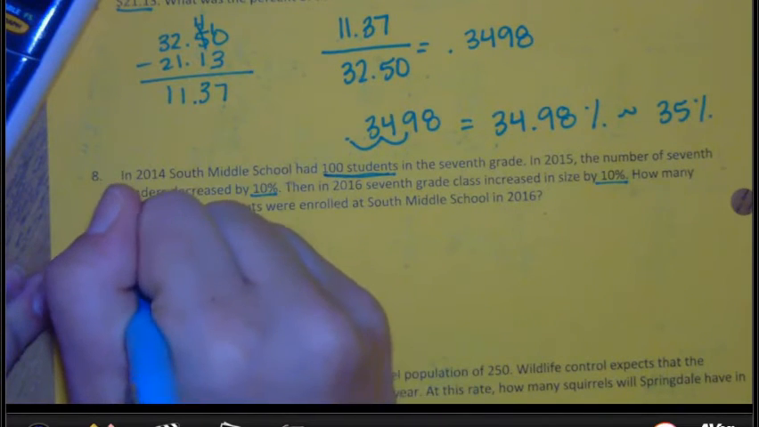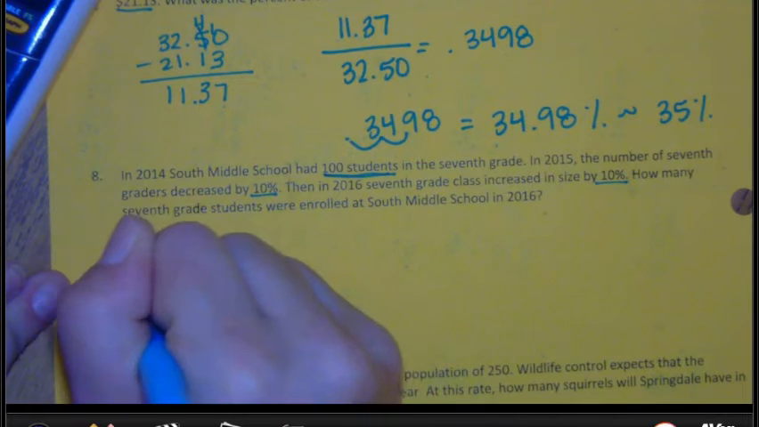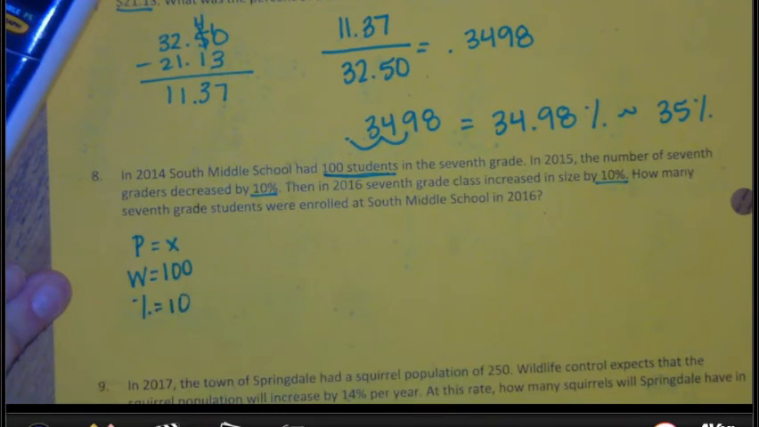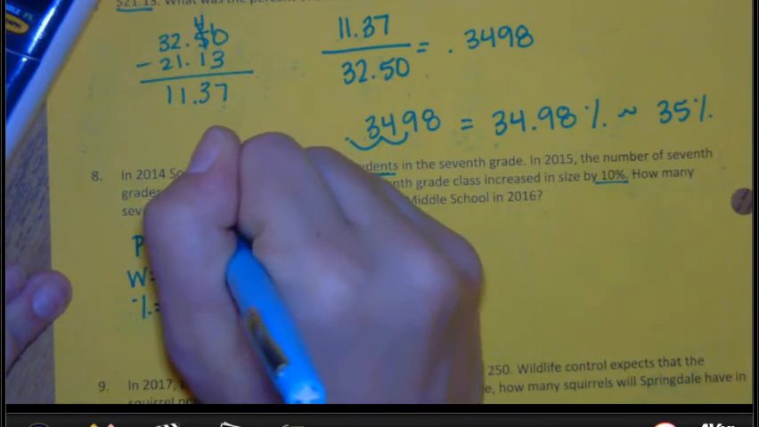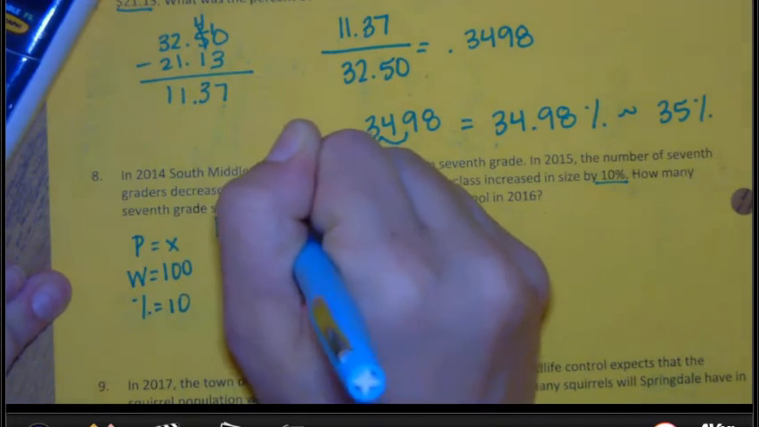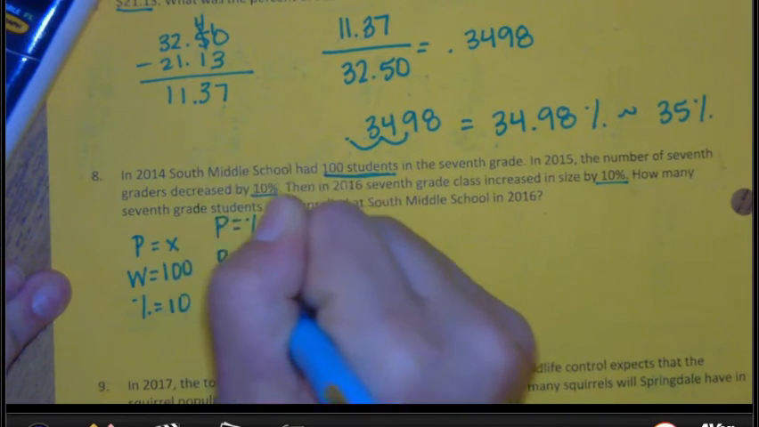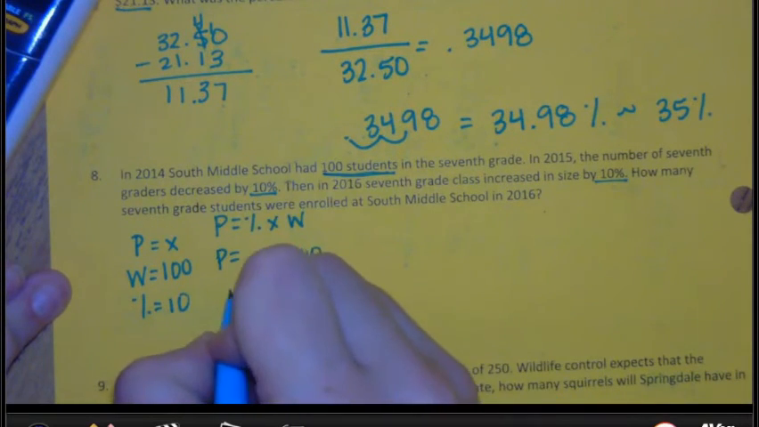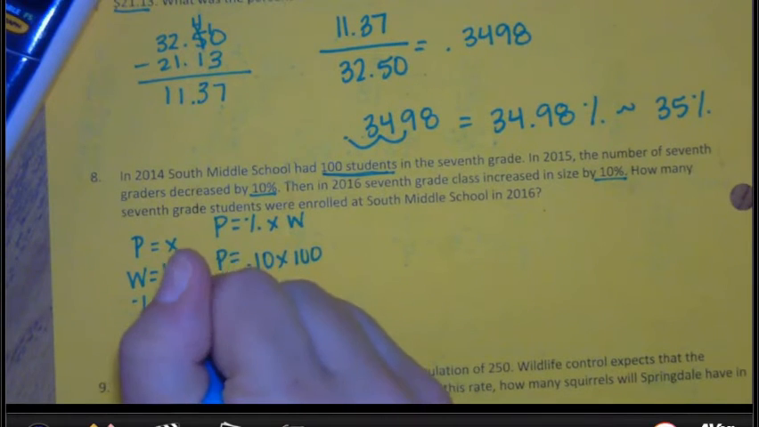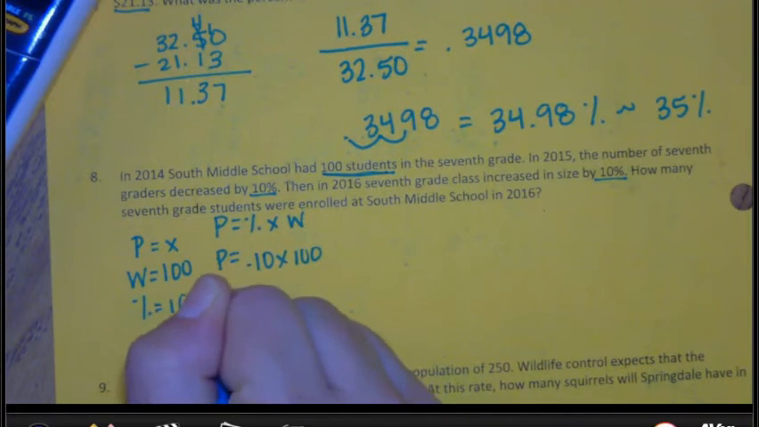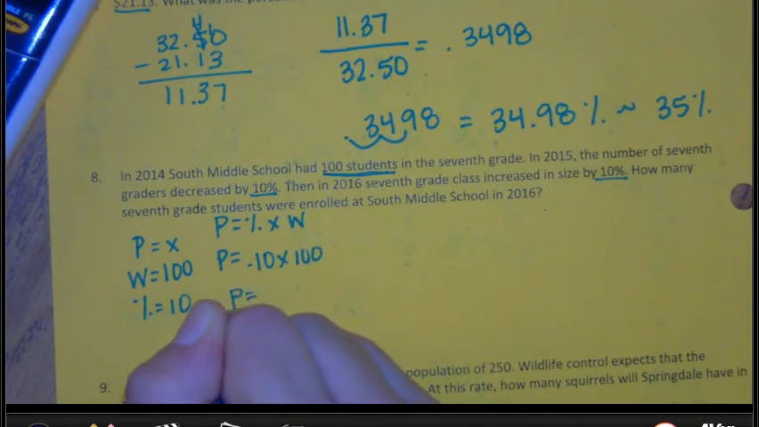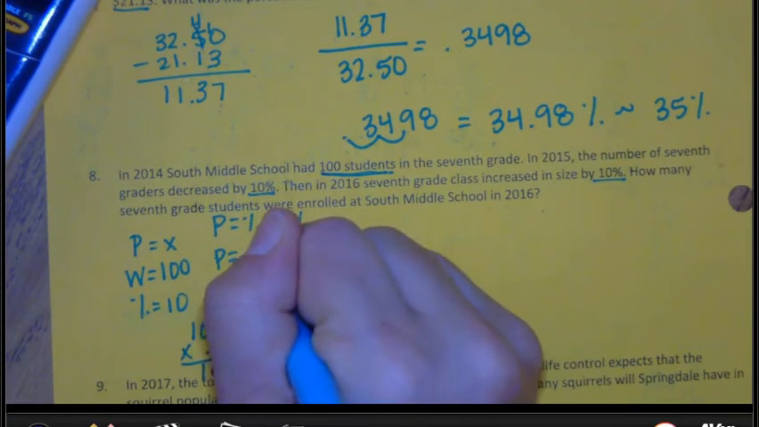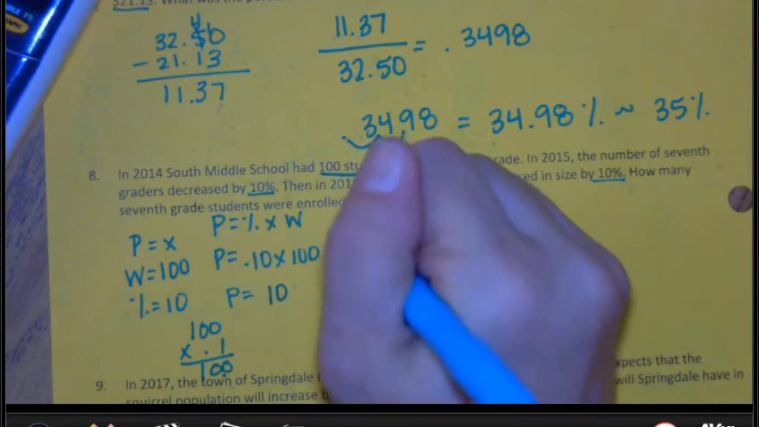So my part is X, my total is 100, and my percent is 10. So I'm going to use the equation part equals percent times the whole. So part is equal to 0.10 times 100. Okay. So part is going to equal, let's do this right here. Well, 100 times 0.10, that is 10 kids.